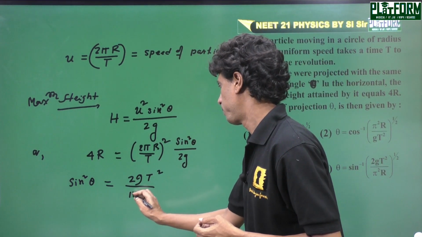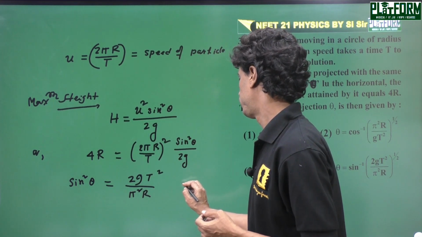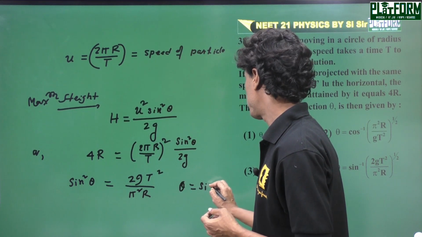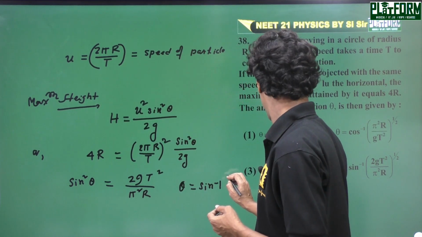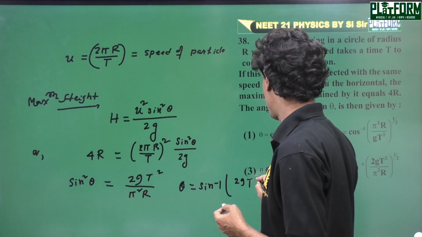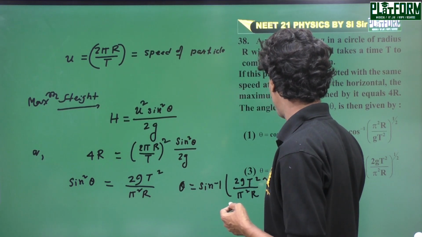by pi square r. So theta equal to sine inverse, we can say, 2g t square by pi square r, to the power half.